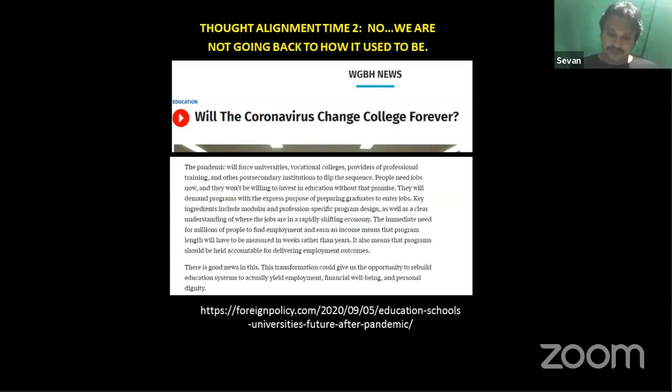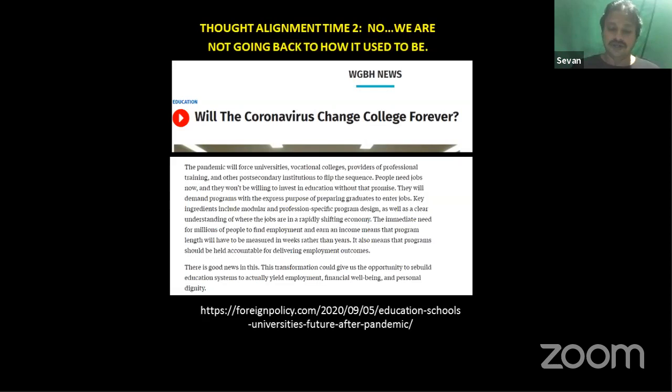The pandemic will force universities, vocational colleges, providers of professional training, and other post-secondary institutions to flip the sequence. People need jobs now, and they won't be willing to invest in education without that promise. They will demand programs with the express purpose of preparing graduates to enter jobs. Key ingredients include modular and profession-specific program design, as well as a clear understanding of where the jobs are in a rapidly shifting economy. The immediate need for millions of people to find employment and earn an income means that program length will have to be measured in weeks rather than years. It also means that programs should be held accountable for delivering employment outcomes.